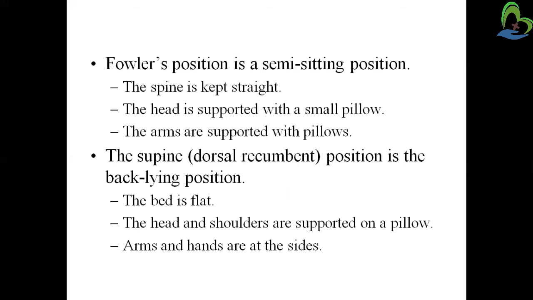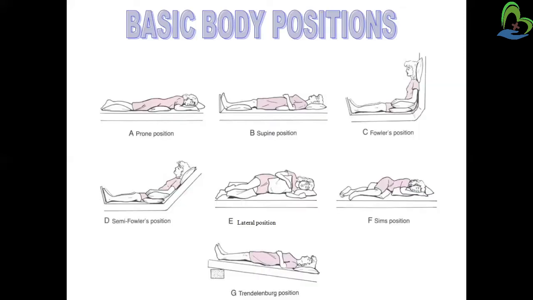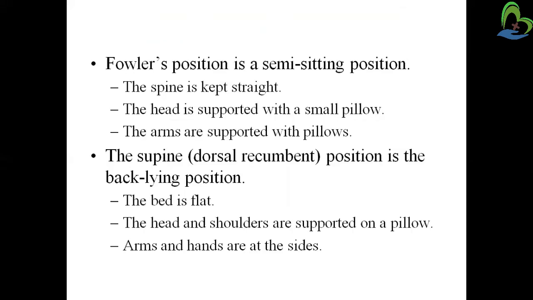First of all, the Fowler position. It is also known as the semi-sitting position, and the spine is kept straight, as shown in the figure. That is, the spinal cord will be straight in this position. Put a pillow under the head and hands for comfort and relieving pain. The arms are also supported with pillows.